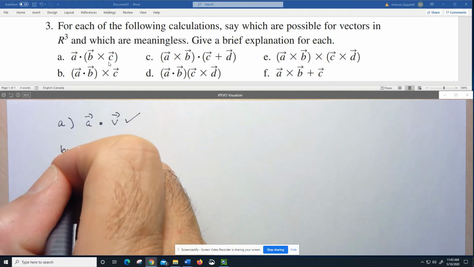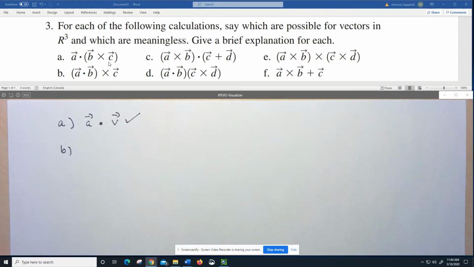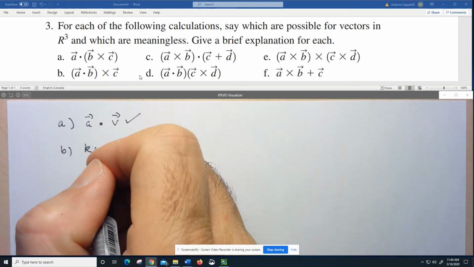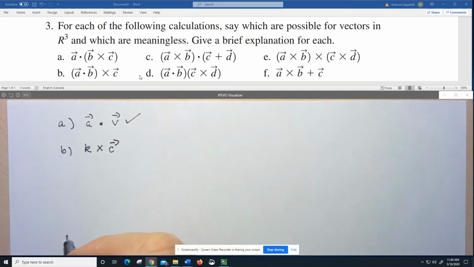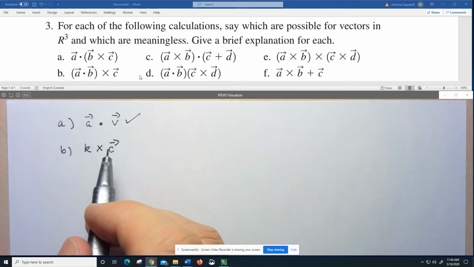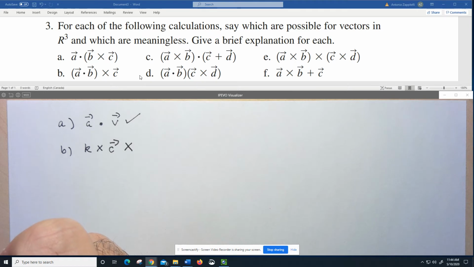Okay, let's take a look at B. So now if I take a look at what I have in the brackets, which I have to do first, of course, A dot B gives me a scalar quantity. So say I call that K, and then they're telling me to take a cross product with this vector quantity. Well, cross product is defined as an operation on two vectors. So this one here has no meaning. All right, so meaningless here.